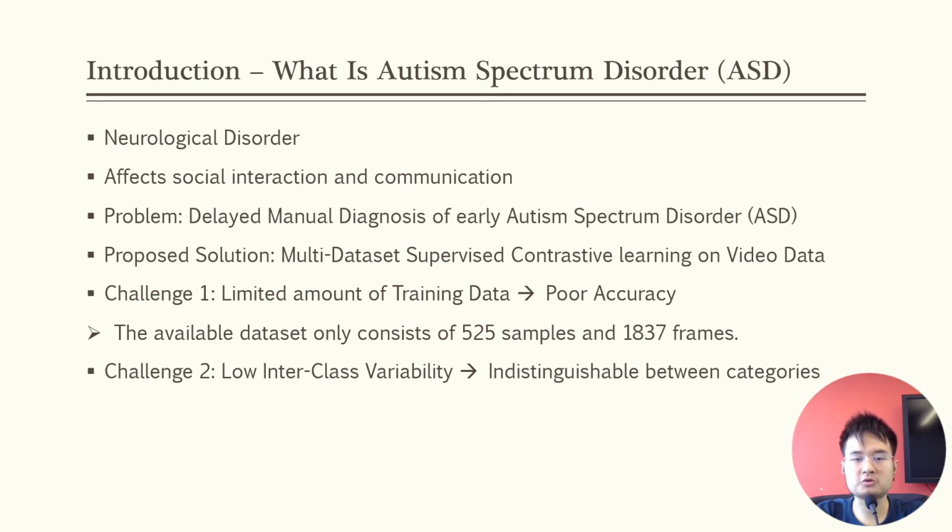The proposed solution in this paper includes an automated diagnosis of ASD, which uses multi-dataset contrastive learning on video data. One challenge of it is a limited amount of training data, which leads to poor accuracy. Another challenge is low interclass variability, which leads to ASD and control samples being visually very similar.